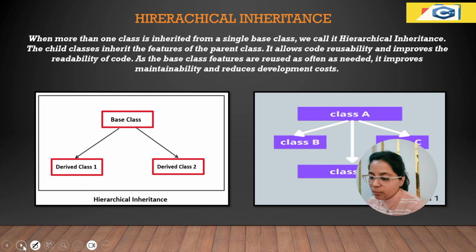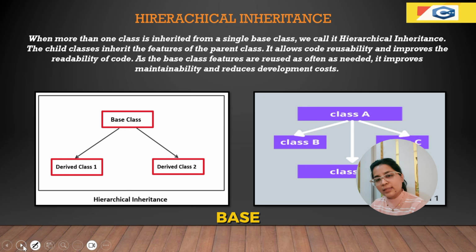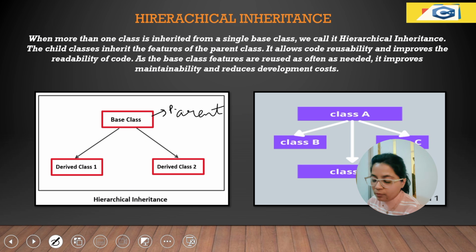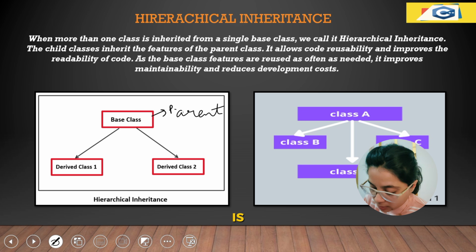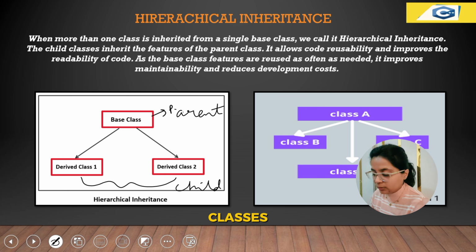So, moving to the definition of hierarchical inheritance. Hierarchical inheritance is nothing but a type of inheritance in which there is only one base class. That is, you will have only one parent class and multiple derived classes. In this image, you can see derived class 1, derived class 2. There can be more derived classes. These derived classes are the child classes.